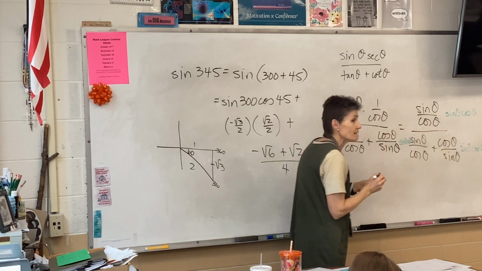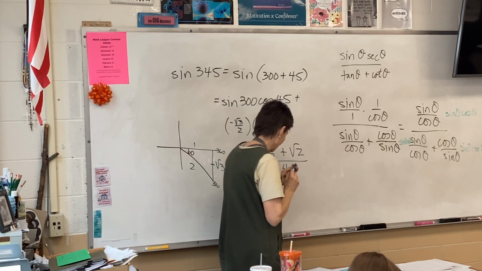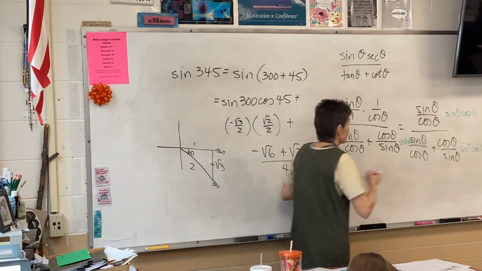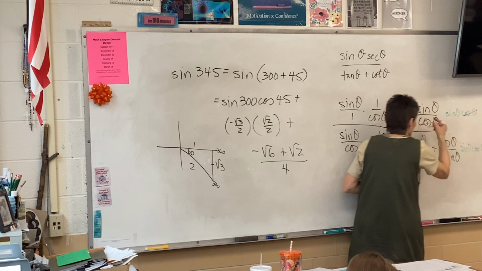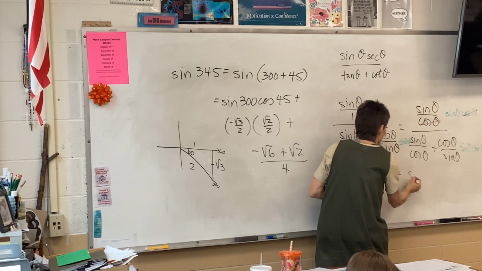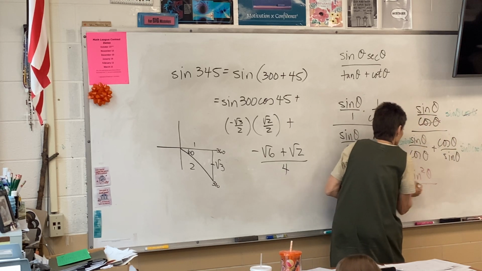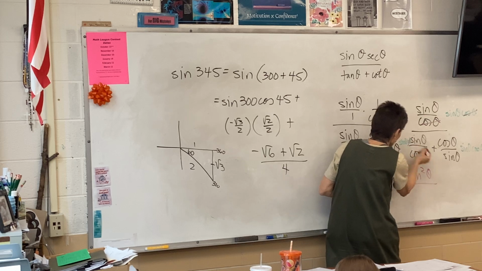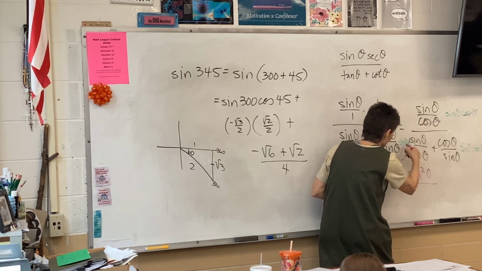And the reason that we did that is so that that would cancel. So what do I have on top? Sine squared. And then this will cancel. So what do I have here?